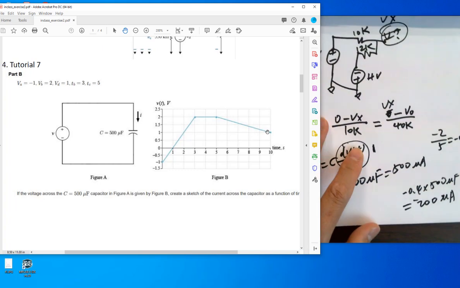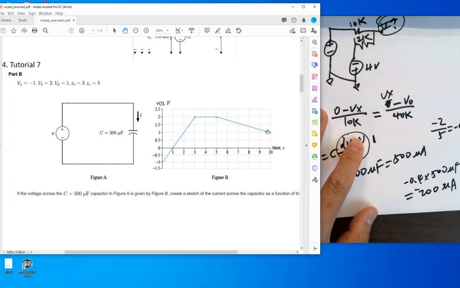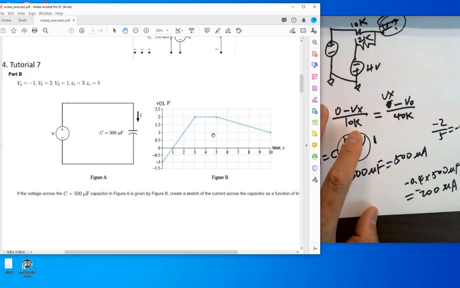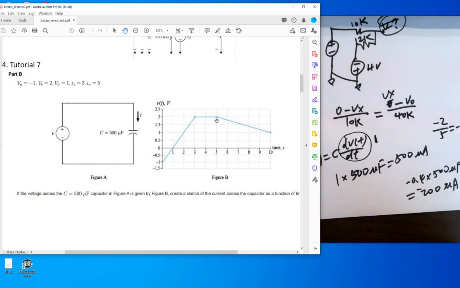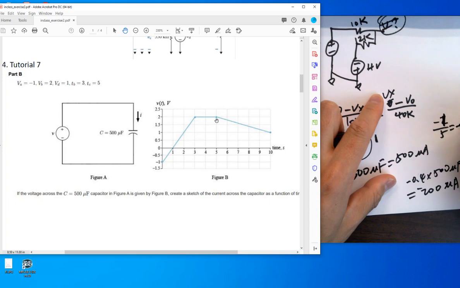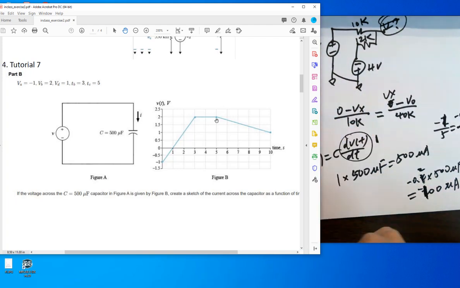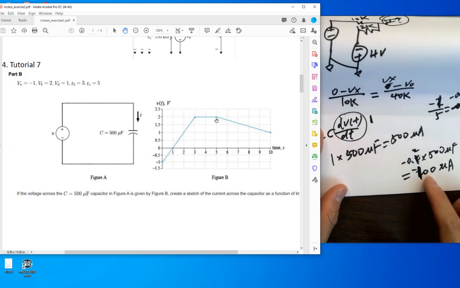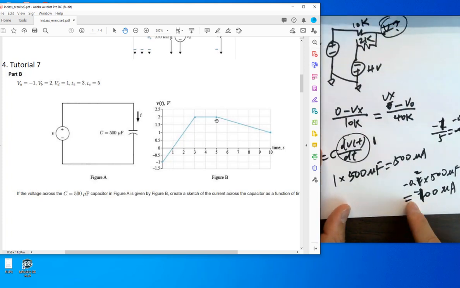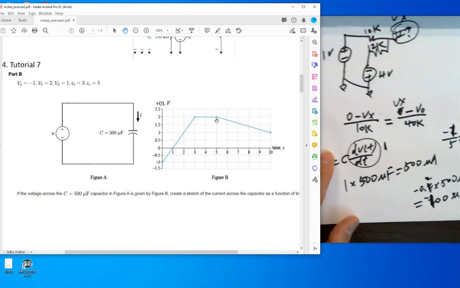What's that? Would it be 1 over 5? Maybe 1 over 5? Because it's 2 minus 1. Oh, yeah, yeah. So minus 100 microamps, right? Yeah, so it's going to be a bar at minus 100 microamps for currents.